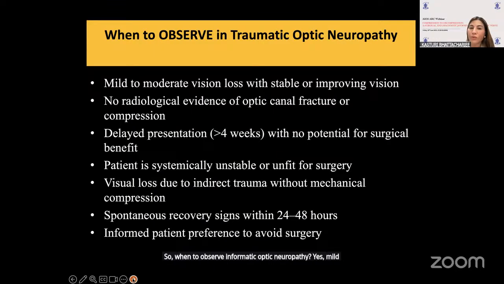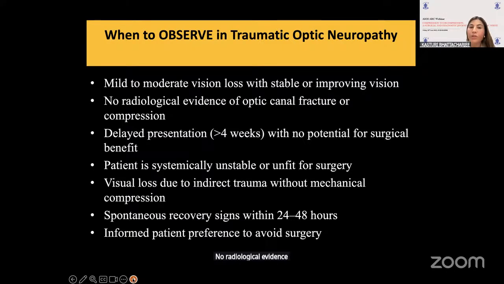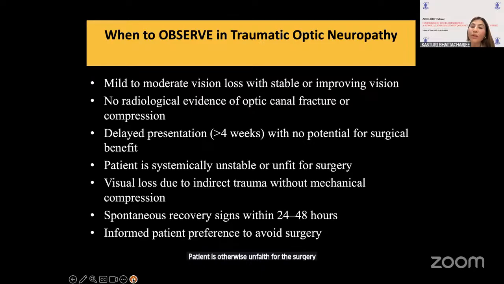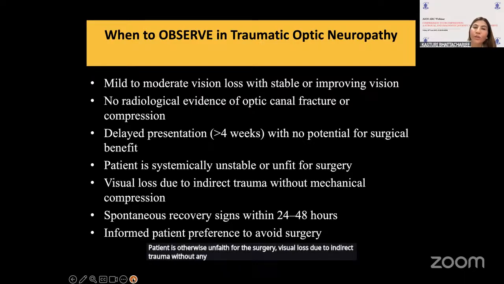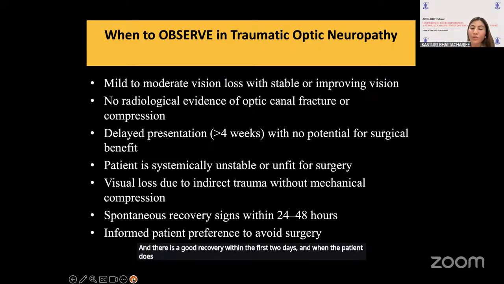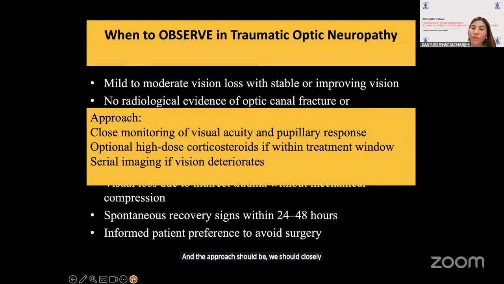So when to observe in traumatic optic neuropathy? Mild to moderate vision loss with stable or improving vision. No radiological evidence of a canal fracture or a decompression. When a patient presents very late to us, there is no potential for any surgical benefit. The patient is otherwise unfit for the surgery. Visual loss due to indirect trauma without any mechanical compression, and there is a good recovery within the first 2 days. And when the patient does not give any consent for the surgery. These are the situations where we observe in cases of TON. And the approach should be, we should closely monitor the vision and the pupil, and also continue with the steroid if within the treatment window, with serial imaging.